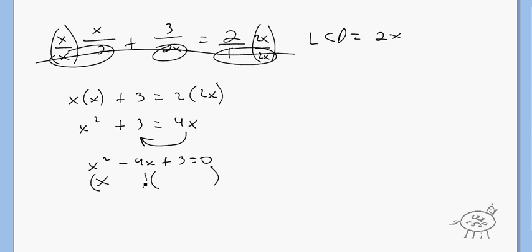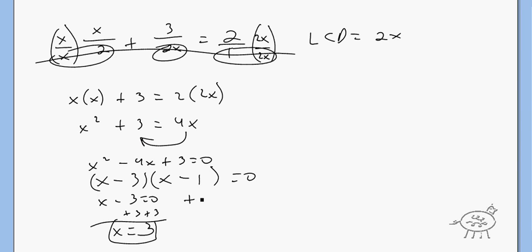Okay, I'm going to factor it, and it's a double negative, and it's 3 and 1. So x minus 3, x minus 1, and this is equal to 0. So x minus 3 equals 0. Add 3. X equals 3. And x minus 1 equals 0, add 1, and I get x equals 1.